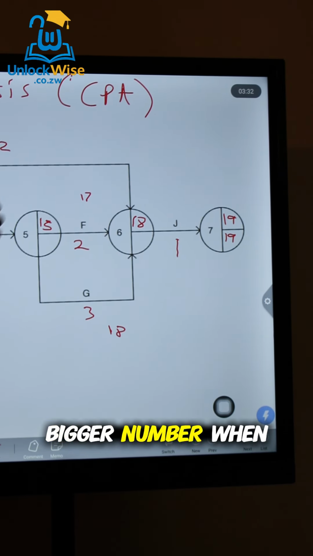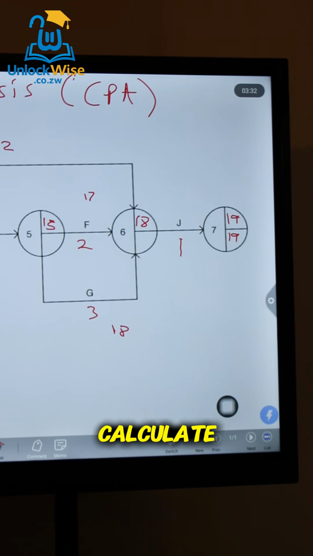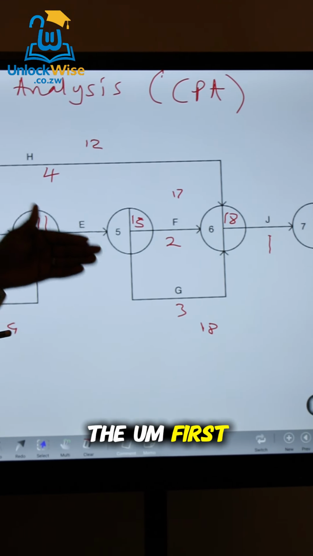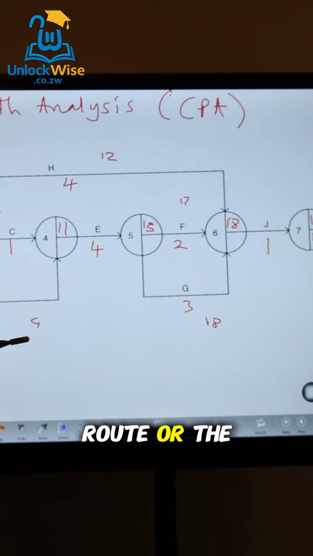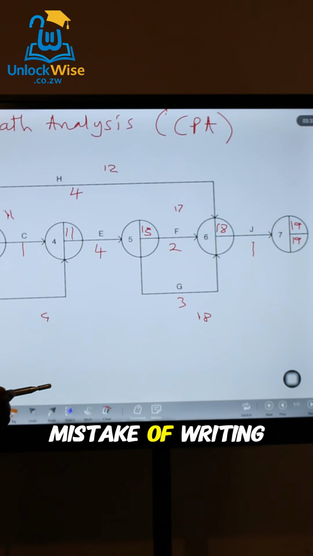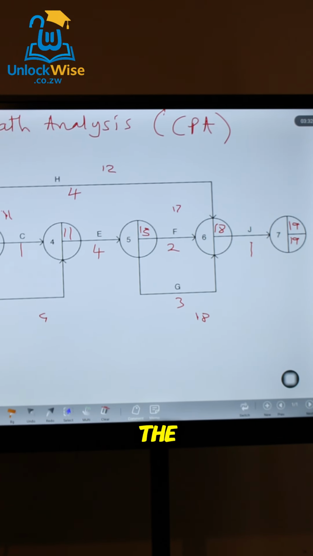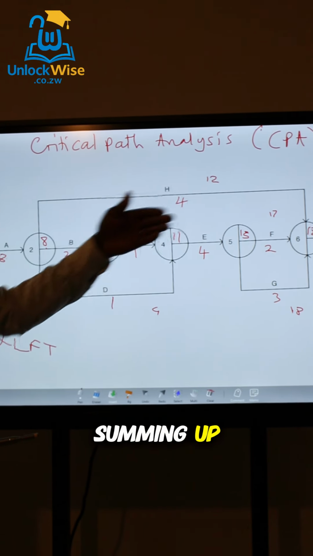We write the bigger number when we have more than one root entering the same node. So you calculate the EST for the first root and the second root or the third root, and then you write the bigger one, as we have done here. Don't make a mistake of writing it otherwise. So that's how we do the EST. It's an issue of just summing up as you are going.